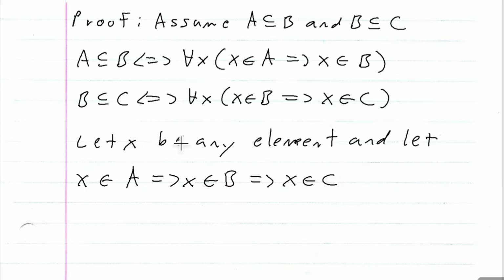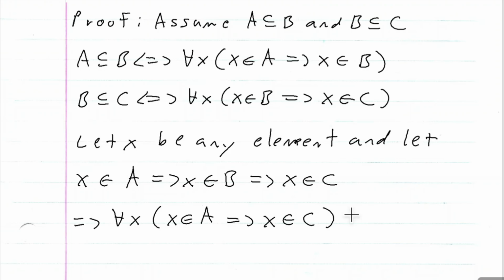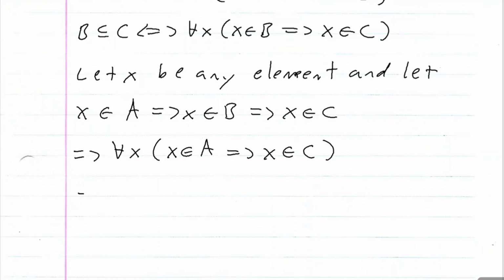And since we let x be any element, right? This implies that for every x, if x is in A, it implies that x is in C. And by definition, this implies that A must be a subset of C. And that is the proof, right?